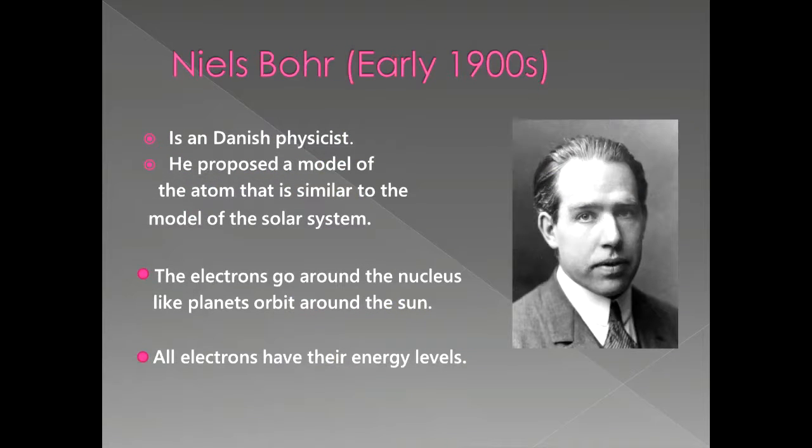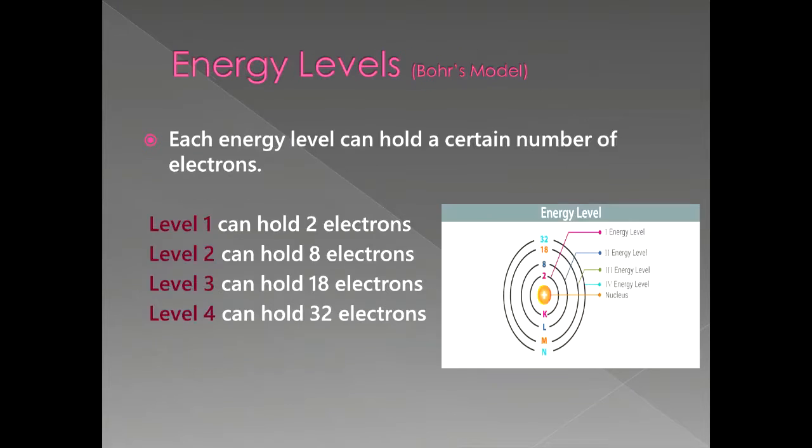Niels Bohr, early 1900s, is a Danish physicist. He proposed a model of the atom that is similar to the model of the solar system. The electrons go around the nucleus like planets orbit around the sun. All electrons have their energy level.